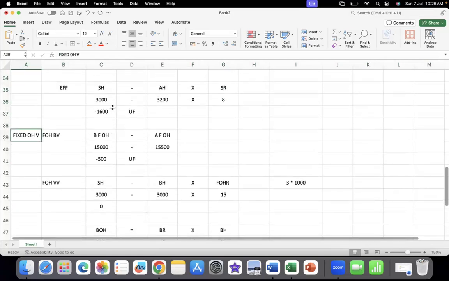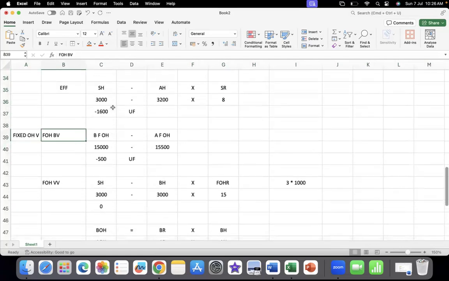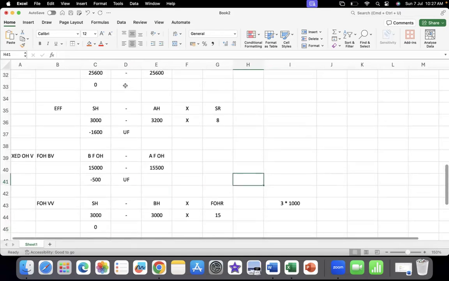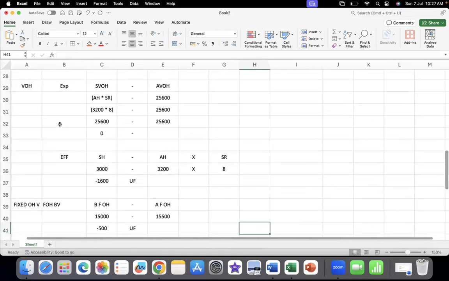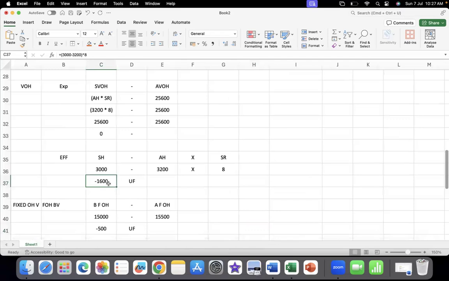So now the question is, the fixed overhead budget variance was $500 negative, that is unfavorable, and we didn't have the volume variance. So what was the reason we ended up paying 500 more for the budgeted variance? And what was the reason our variable overhead efficiency got down by 1600?